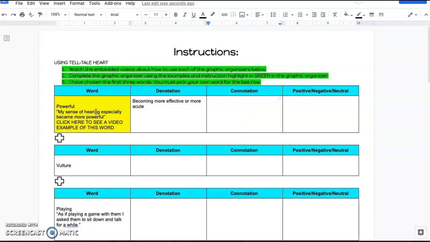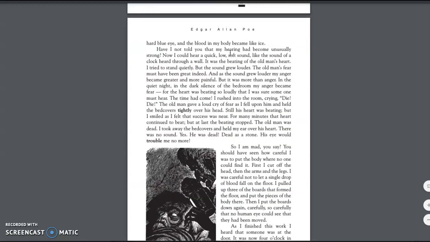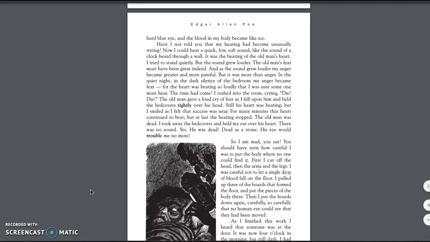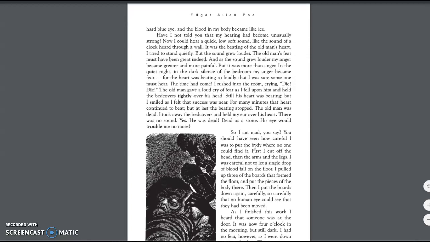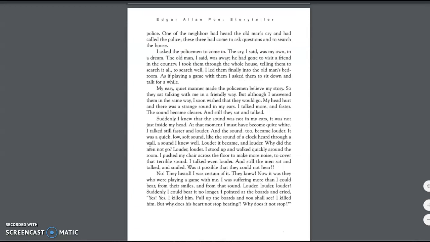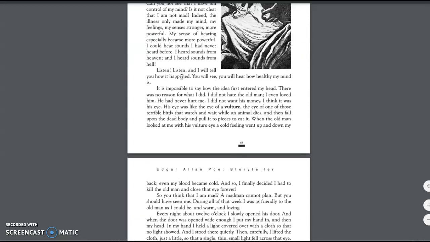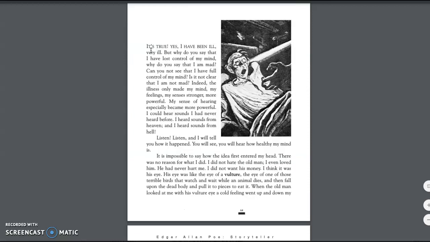So when I think of the connotation in this, I have to actually go back and visit my story. My sense of hearing became more powerful. I actually think the connotation in this is good. It's positive in my head. But I want to go look at it and just make sure. So let's go see. I think it's at the top. There we go. So, yes, it's true.